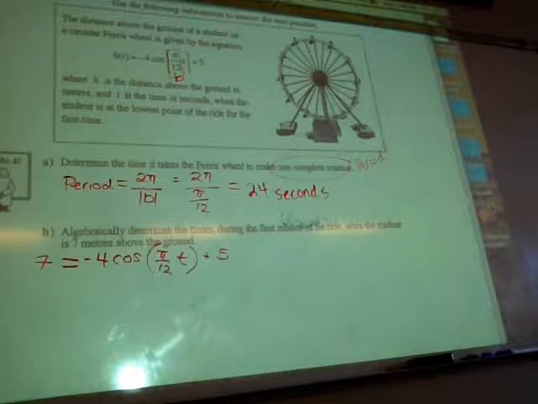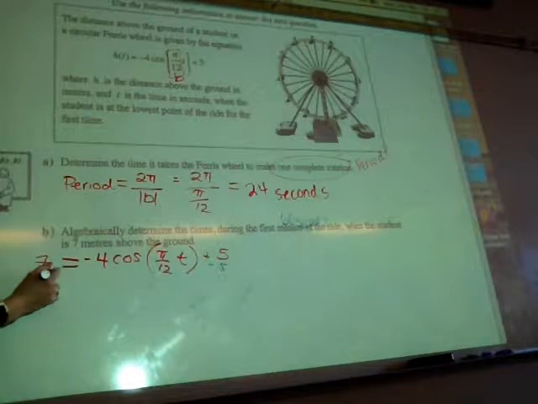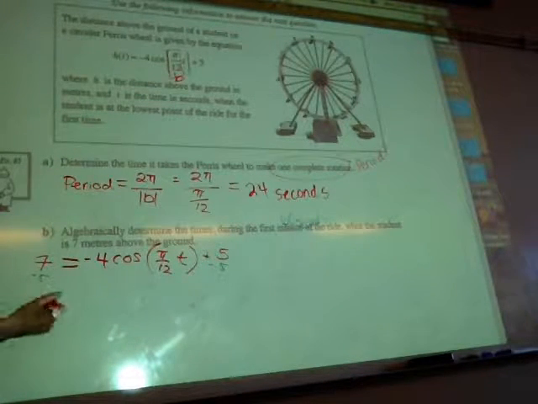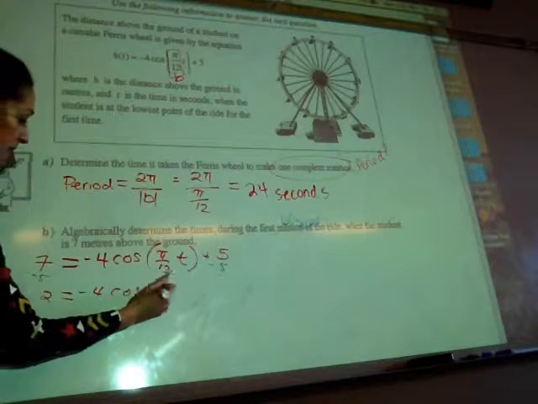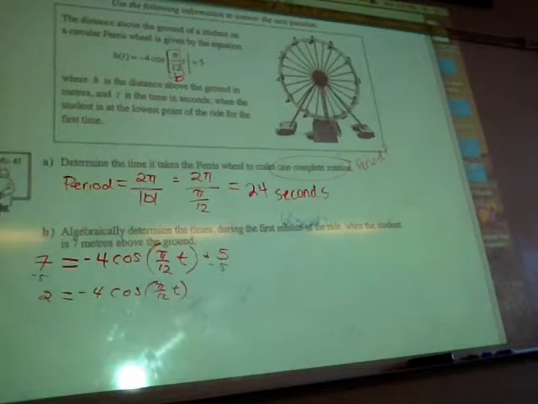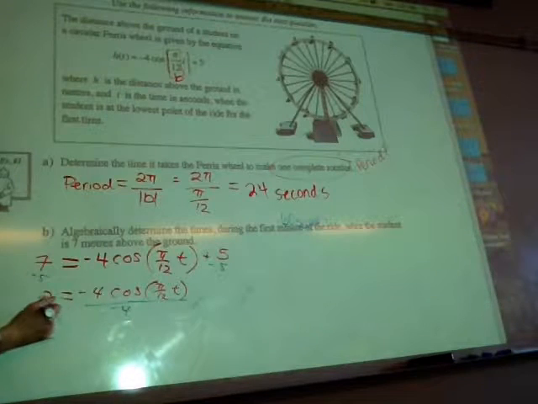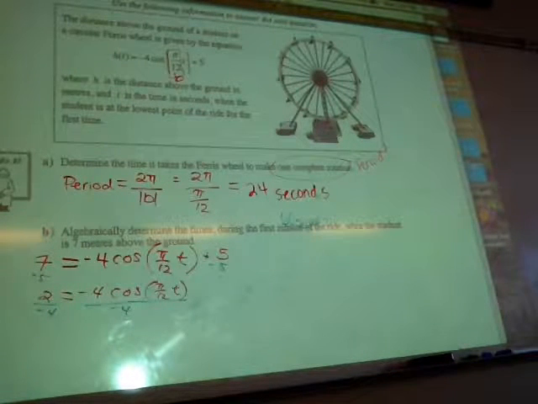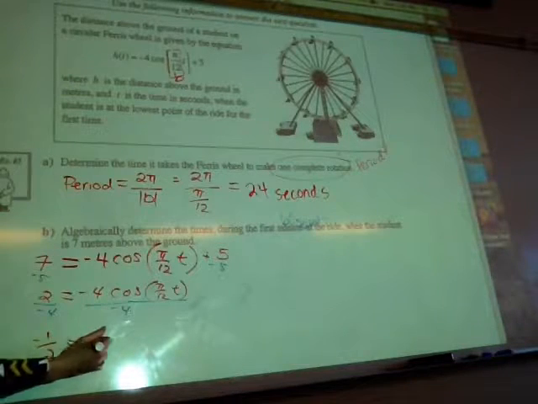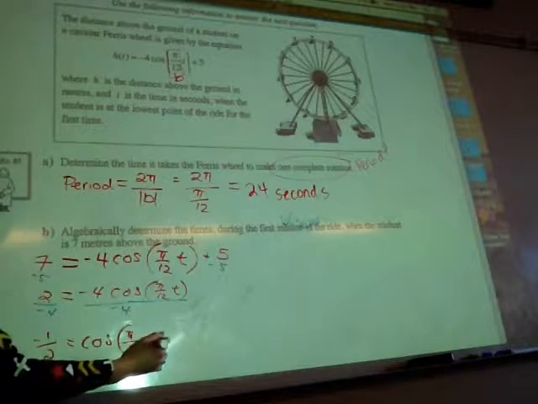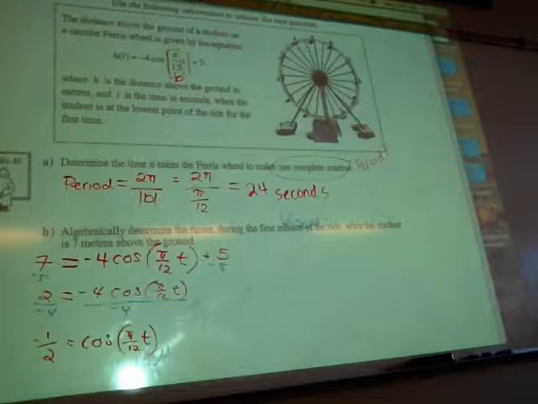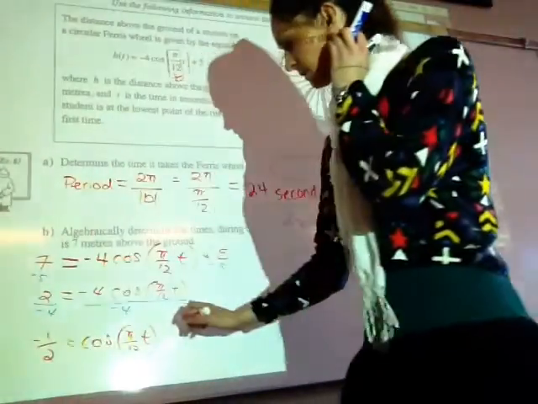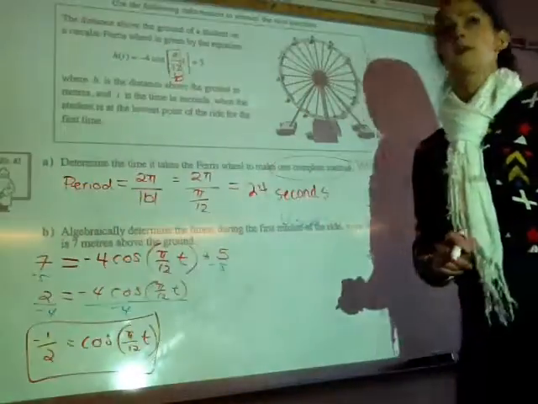First step, we want to isolate that cosine trig ratio. So let's subtract 5 on both sides. Then we get positive 2 equals negative 4 cosine pi over 12 t. Then we can divide both sides by negative 4, and we get negative 1/2 equals cosine pi over 12 times t. This is the equation that we're working with.